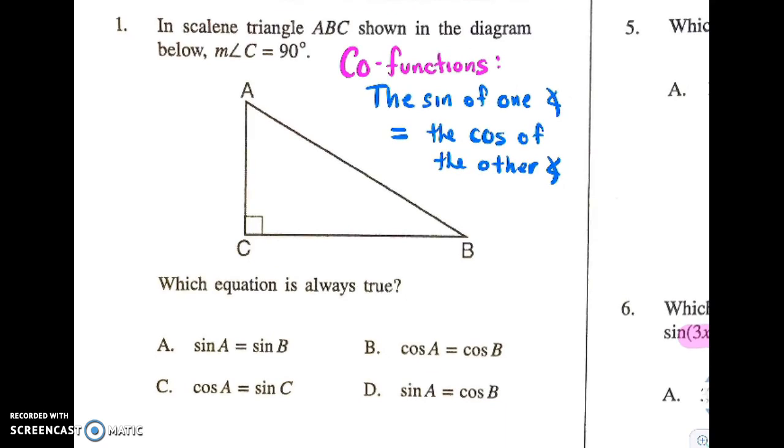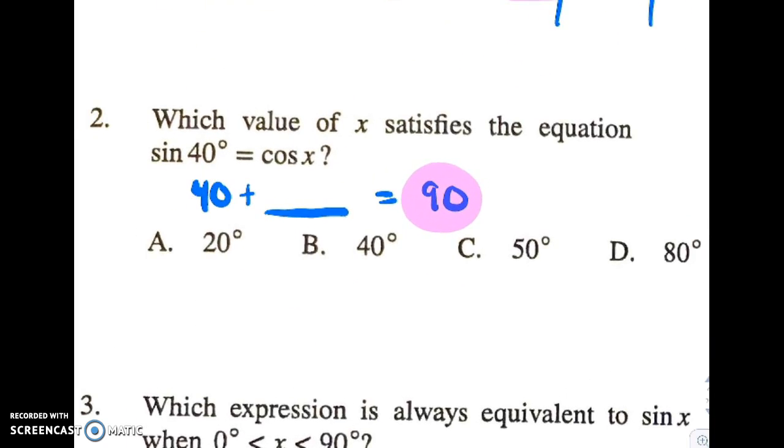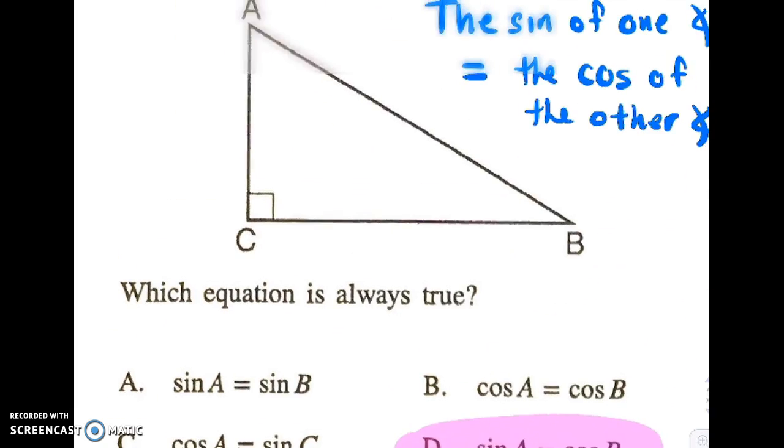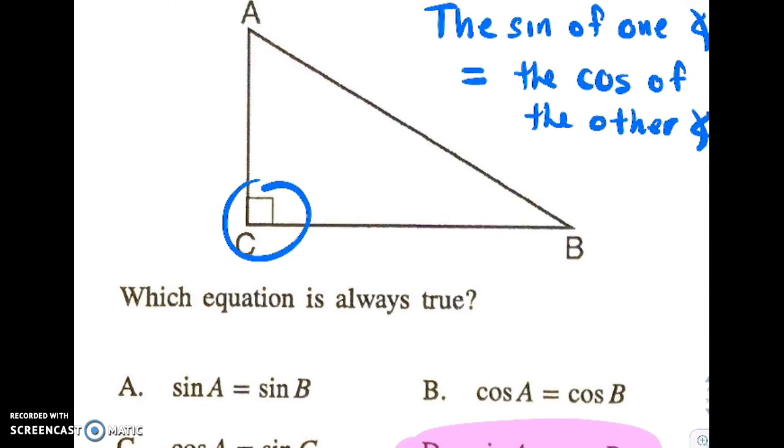The same wording down here. The sine of one angle equals the cosine of the other. And number 2, if you go back and look at this, if this is 90, triangles are 180, so these two have to add up to the other 90. That's why cofunctions always add up to 90.